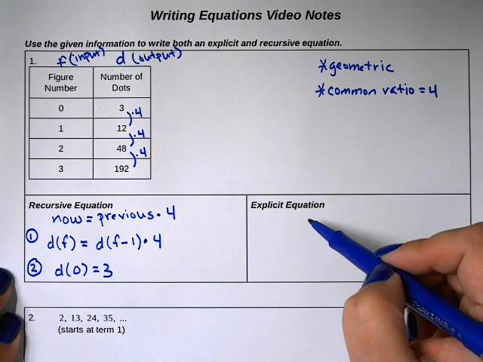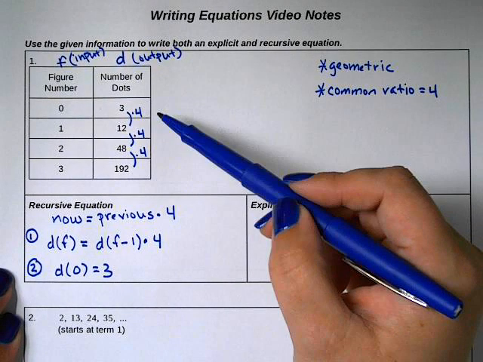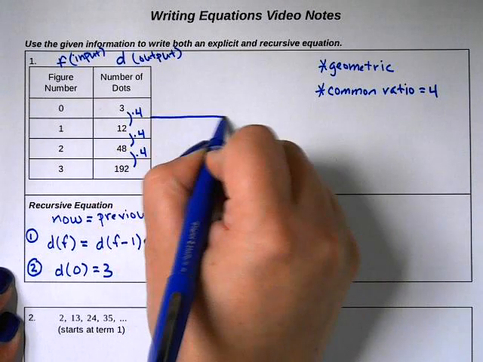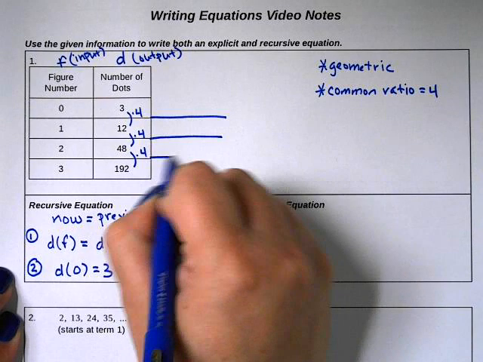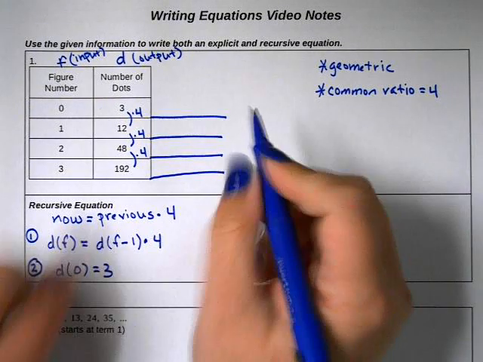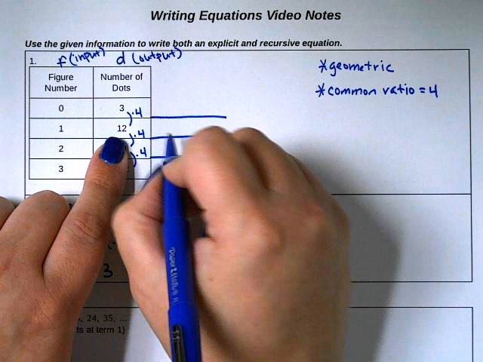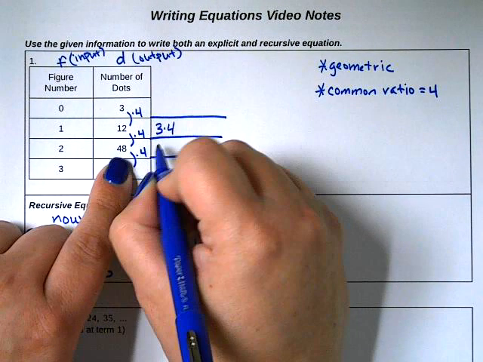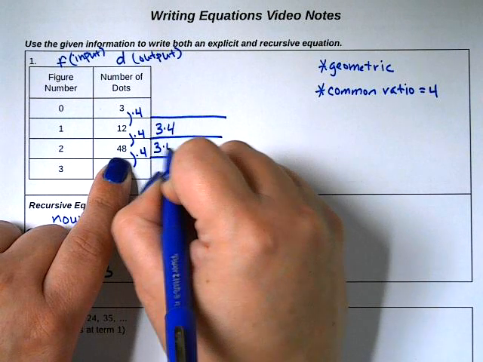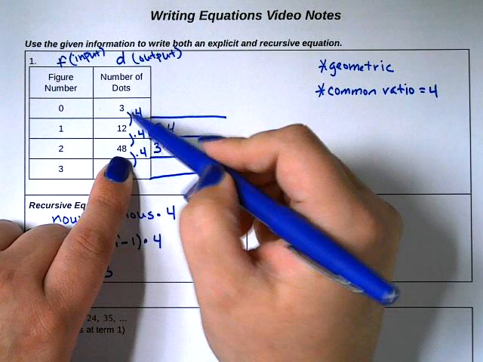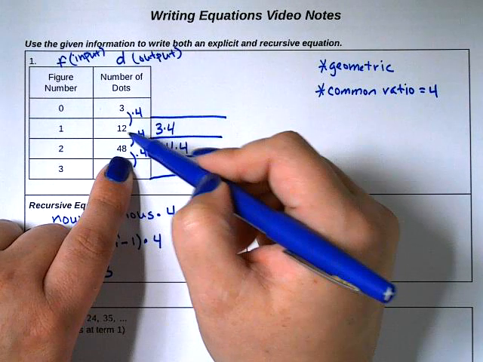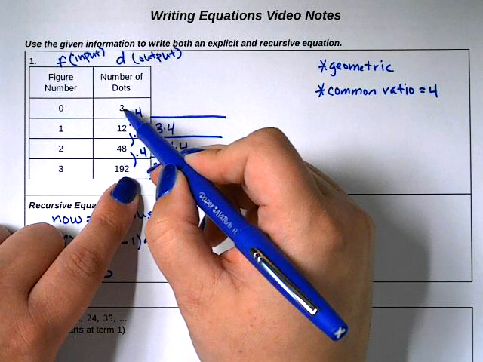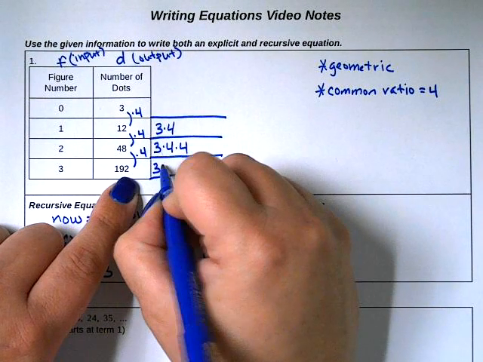Now for the explicit equation, I'm going to look at expanding my table so that I can figure out what this pattern actually is. So I'm going to go ahead and just extend this out a little bit. And I know that the way I got to 12 was by doing 3 times 4. In order to get to 48, I did 3 times 4 times another 4. I started at 3 and I multiplied by 4 once and twice. Then to get to 192, I start at 3 and I'm going to multiply by 4 3 times.